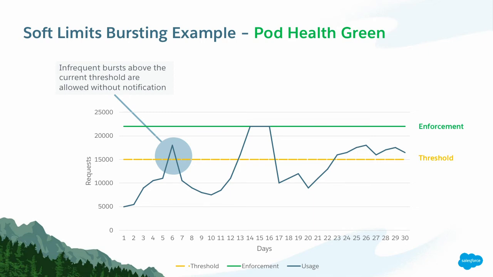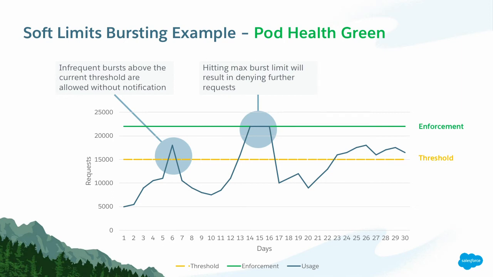In today's environment, if you hit that limit and you have not previously raised that limit, you will actually be cut off. In this new soft limits environment, we will allow you to burst above that, and as we said in the slide earlier on, we'll just let it slide. It's not a big deal. Everything's good, traffic is good, health is green, sure, go ahead.